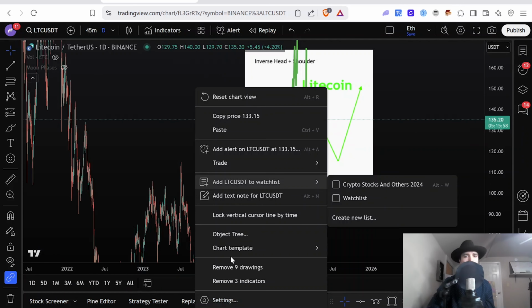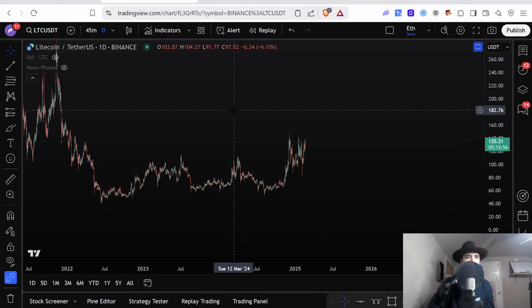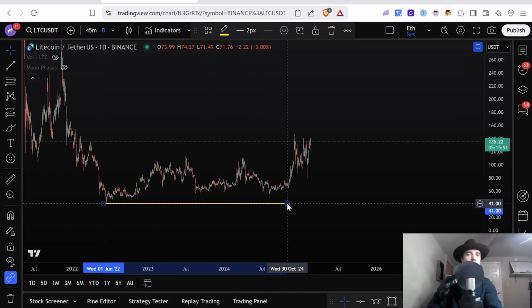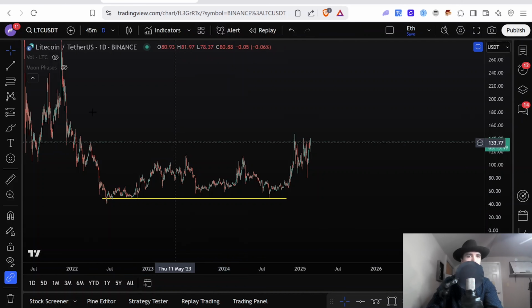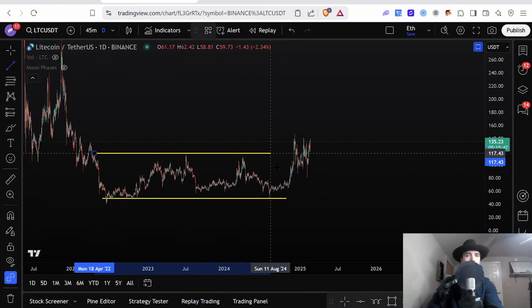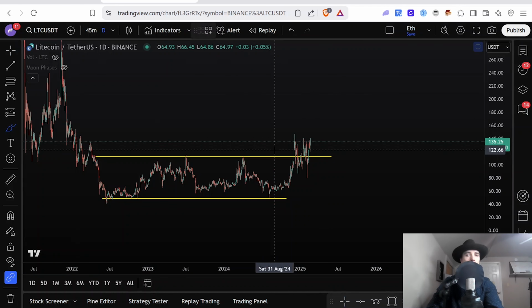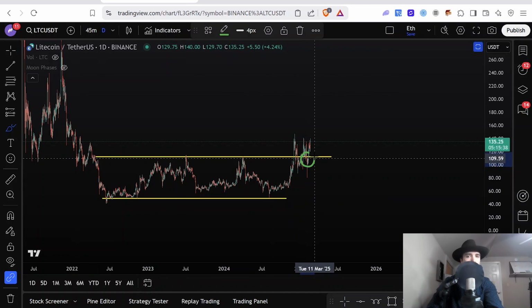Now, if we zoom out a little bit to the daily time frame, as you guys know, we broke bullish out of this horizontal consolidation range. So we have a horizontal range right here, and we broke bullish out of this range right here. And we came back down and tested it as support. So now we're starting to find support on this level and turn around here for Litecoin.